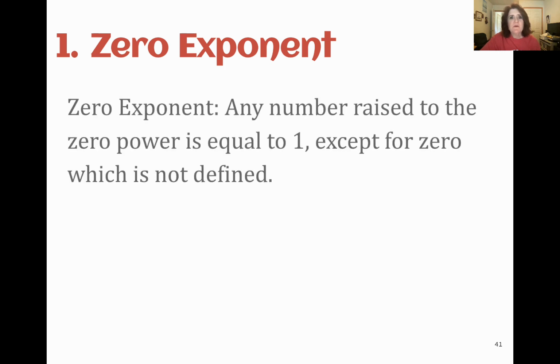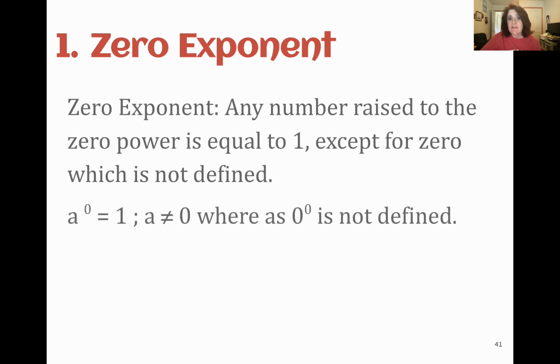The zero exponent means any number, absolutely any number raised to the 0 power is equal to 1, except for 0, which is not defined. So anything to the 0 equals 1, right? For example, 4 to the 0 equals 1, but so does 2500 to the 0 equals 1.